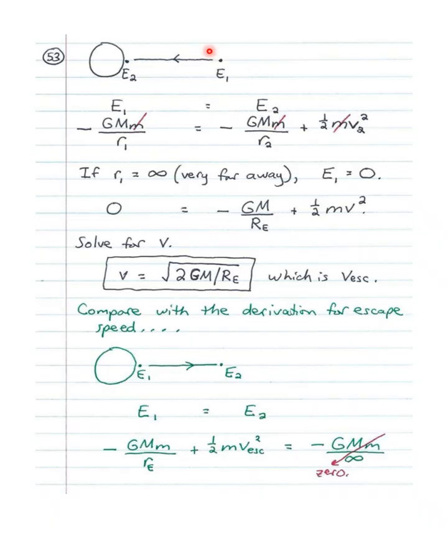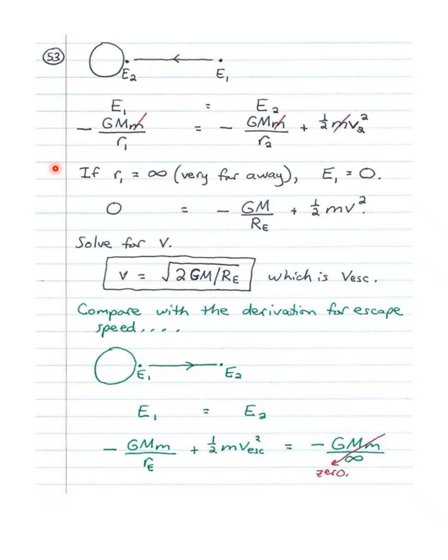But let's look at this setup. E1 equals E2. At E1, it's got zero kinetic energy, and it's got the potential energy of negative GMm over R1, equals, when it gets to the Earth's surface, comes crashing down, negative GMm over R2, which is the radius of the Earth, plus 1/2 m v2 squared. Let's divide out all the m's.